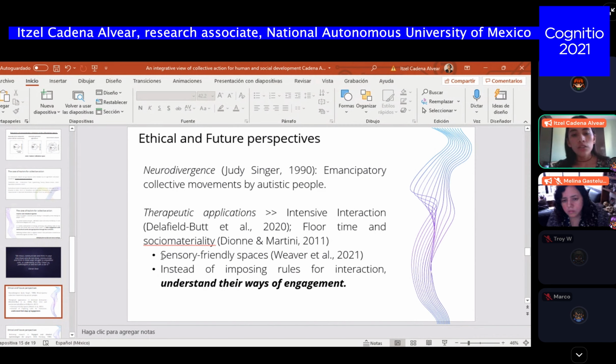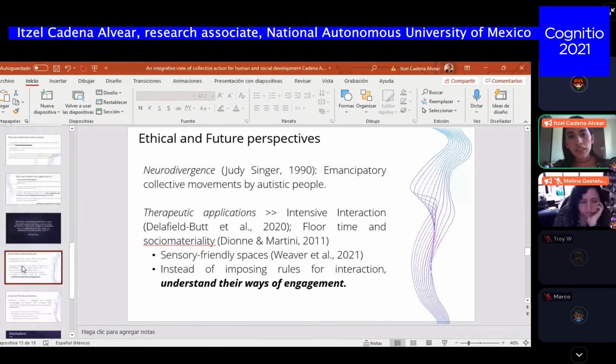Also, another application could be sensory-friendly spaces in which, considering autistic people as participants, as autonomous agents by themselves, we should also create spaces that are friendly for them because they live with hyper or hyposensitivities that mislead their actions, or that create a really bad place for them, or an aversive kind of situation. And also, instead of imposing rules for interaction, we should understand their ways of engagement.